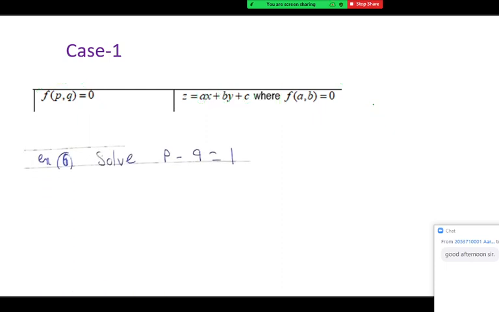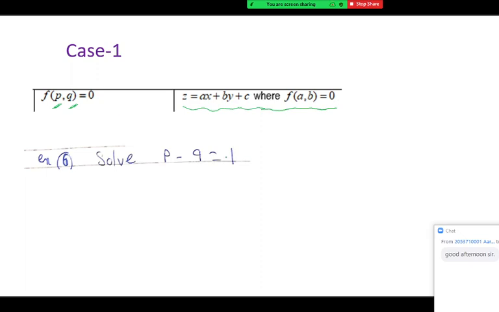See the question. The question is: solve p minus q equal to 1. You will observe only p, q are present. So the solution is z equal to ax plus by plus c, where f of a, b is 0. Now, how to get that relation? Just replace p by a and q by b, and we get that f of a, b is 0.